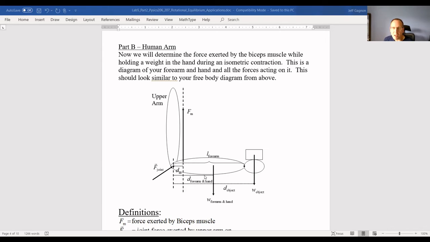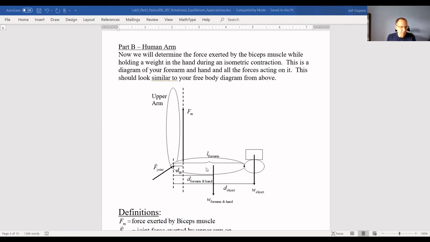We need to know the moment arm of the forearm and hand. We need to know the moment arm of the object. Some of these things I can measure. So the moment arm of the object, I can measure the distance with the tape measure from the elbow to where the object is, the center of the object. But the other values I have to get from tables, right?